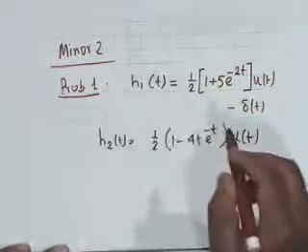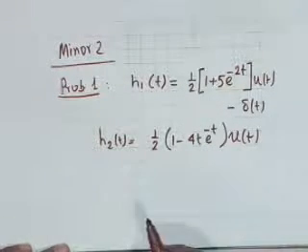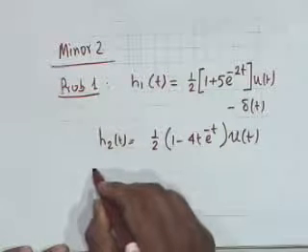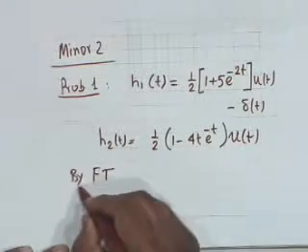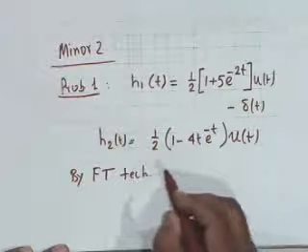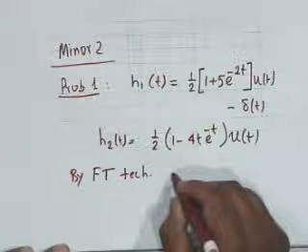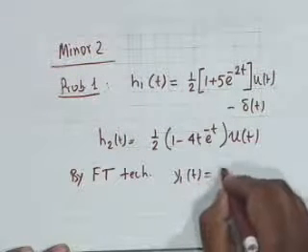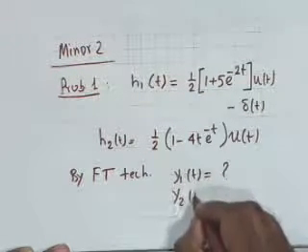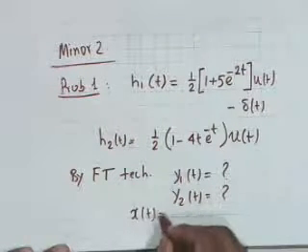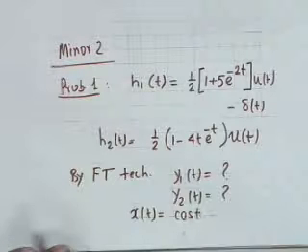and what you have to do is, this is system 1, this is system 2, you have to determine by Fourier transform techniques. This is specified by FT techniques, the outputs of each of these 2 systems, that is y1(t) and y2(t). You have to find out with x(t) given by cosine of t.